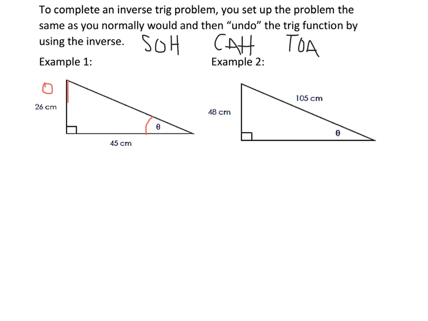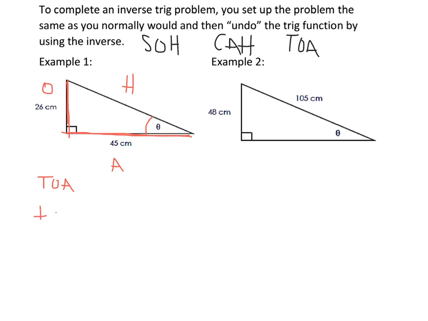I have information there, so I'll use this side. Look for the right angle, go straight across. This is the hypotenuse. There's no information given there, so I won't use that side. And then left over is adjacent, which does give us information, so I'll use that side. So I'm going to be using O and A. O and A means TOA. And so we set it up just the same.